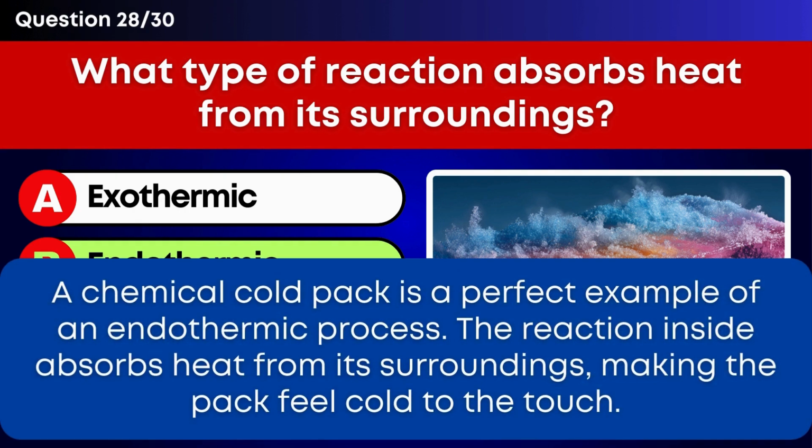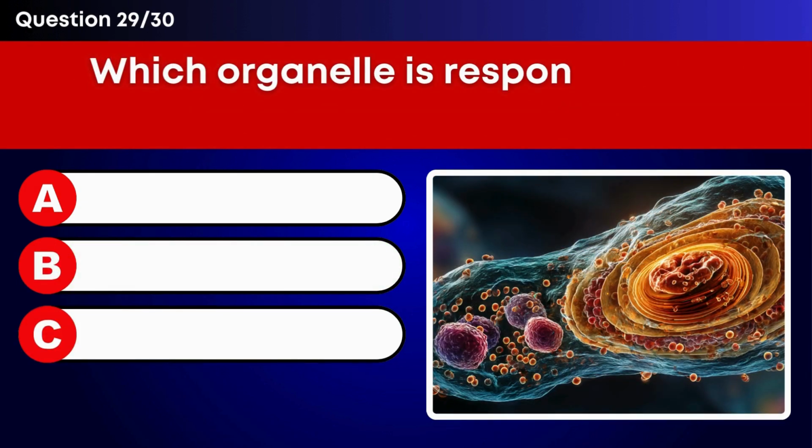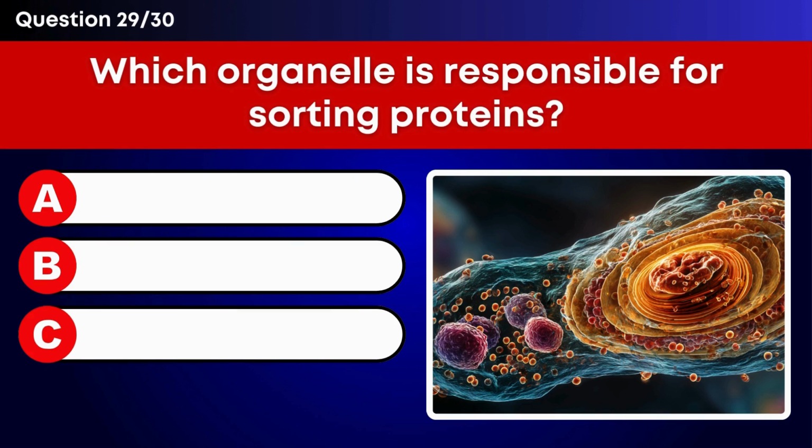Endothermic. A chemical cold pack is a perfect example of an endothermic process. The reaction inside absorbs heat from its surroundings, making the pack feel cold to the touch. Which organelle is responsible for sorting proteins?